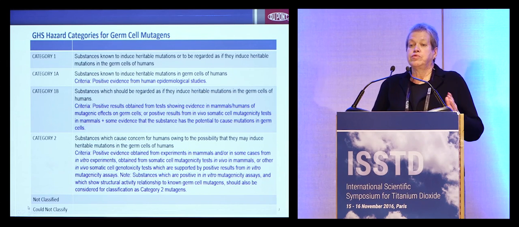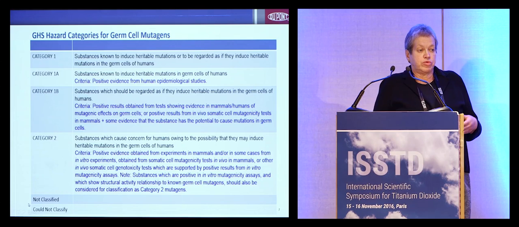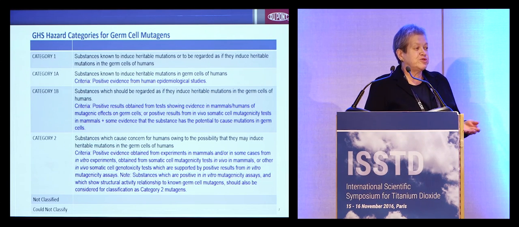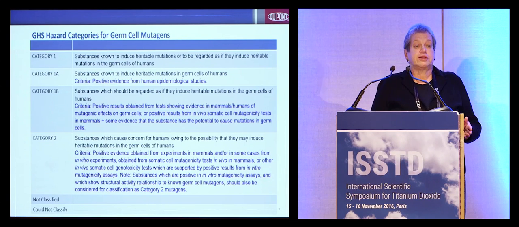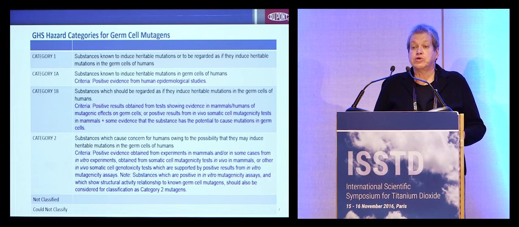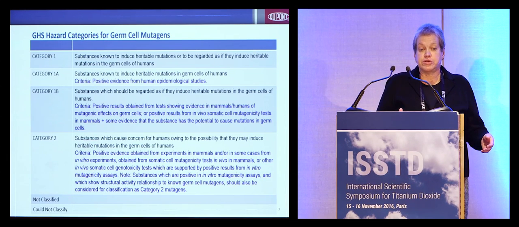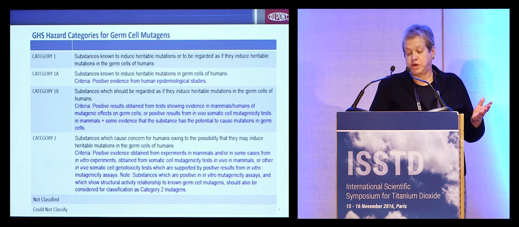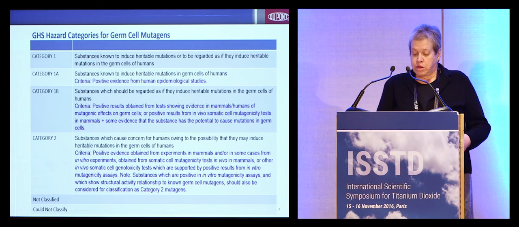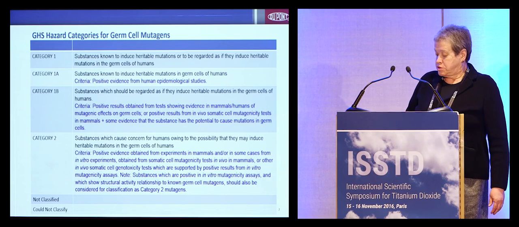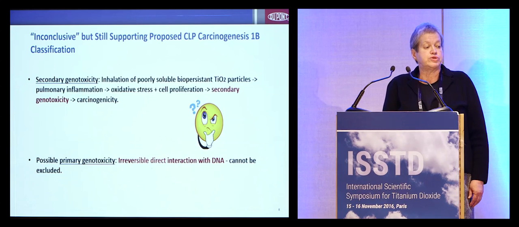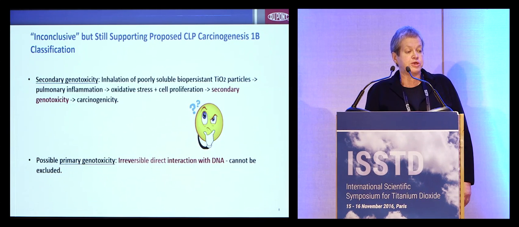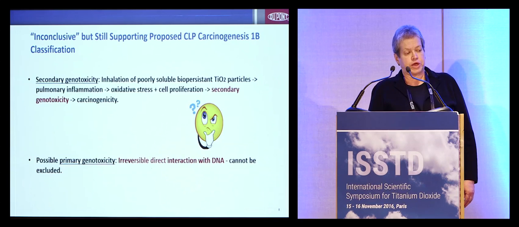However, I do believe that if you took the same data package and gave it to 10 genetic toxicologists, of perhaps questionable merits, I understand now, they would probably come up with different conclusions. Not unlikely, someone would say, oh, this has to be a category 2 because there is so much data, there is positive data and negative data. How can you say nothing is going on there? However, ANSES' conclusion was that it could not be classified. So, inconclusive, still supporting the proposed CLP carcinogenicity 1B classification.